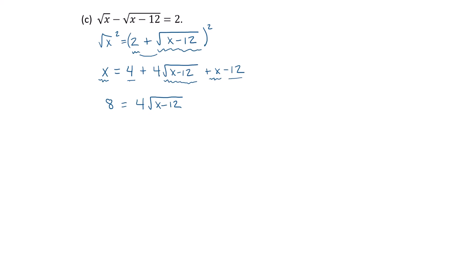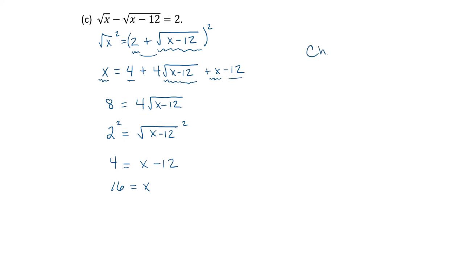Then I'll divide both sides by 4 because, again, I want the radical expression by itself. That 4 is simply a coefficient. So I'm dividing both sides by 4. That gives me 2 equals the square root of x minus 12. Okay, now our radical is completely isolated. So we'll go ahead and square both sides again. This gives me 4 equals x minus 12. Simple linear equation. We'll go ahead and add 12 to both sides and I get x equals 16.